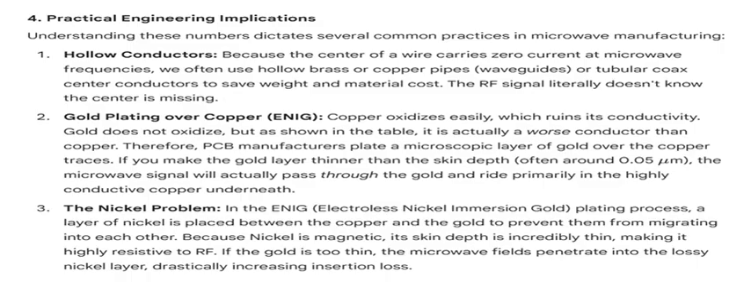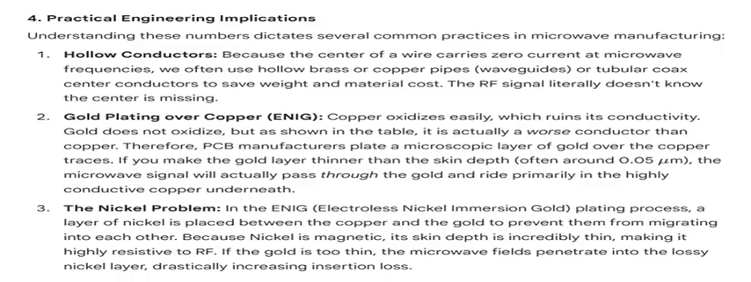2. Gold over copper, ENIG. Copper oxidizes easily, which ruins its conductivity. Gold does not oxidize, but as shown in the table, it is actually a worse conductor than copper. Therefore, PCB manufacturers plate a microscopic layer of gold over the copper traces. If you make the gold layer thinner than the skin depth, often around 0.05 micron, the microwave signal will actually pass through the gold and ride primarily in the highly conductive copper underneath.